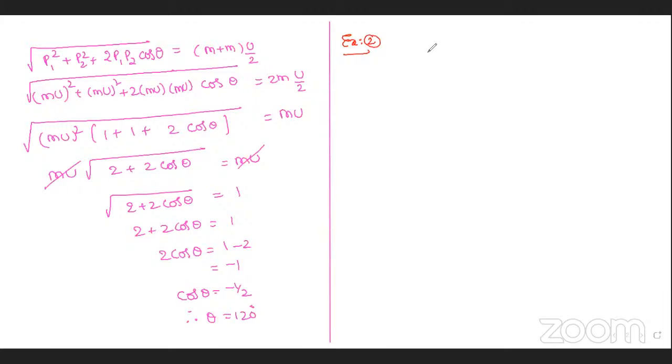He gave here, this is a particle A of mass m1, moving with a velocity. Its velocity u1 is given as root 3 i cap plus j cap meters per second. It collides with another particle B of mass m2, which is at rest. At rest means the second particle's velocity is 0.